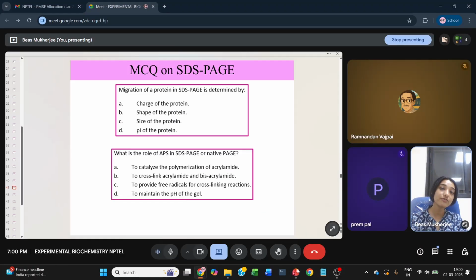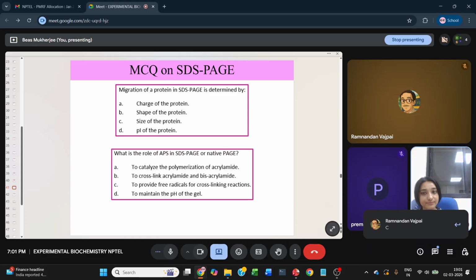So migration of a protein in SDS PAGE is determined by, in SDS PAGE, remember, C is size of the protein, correct. Now what is the role of APS in SDS PAGE or native PAGE? C, let's see, okay.